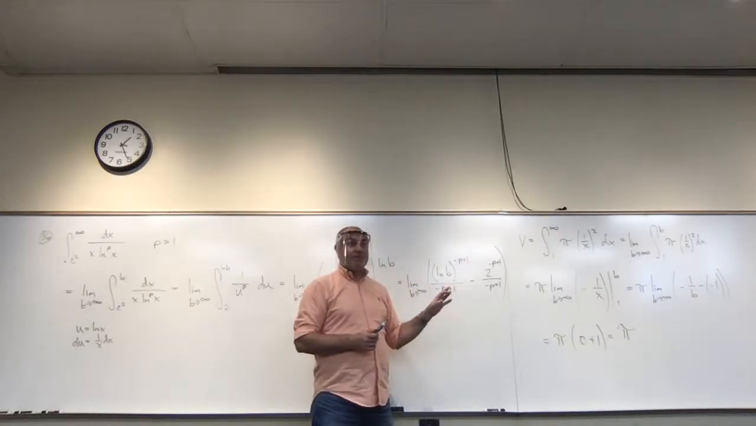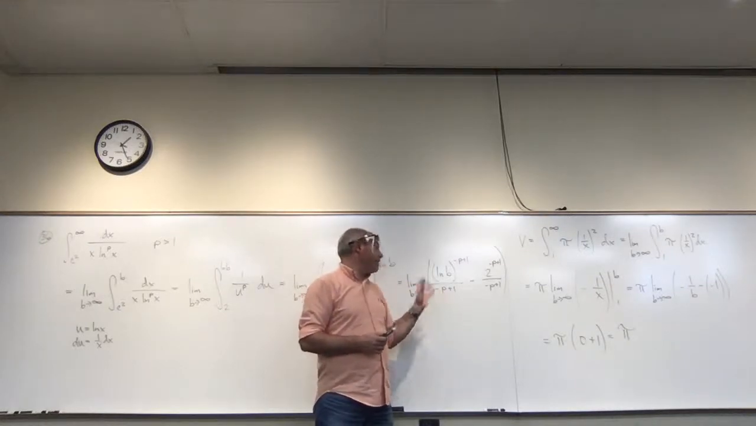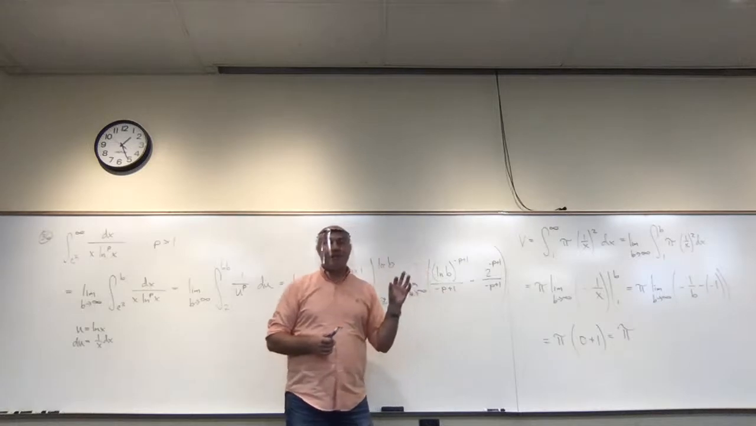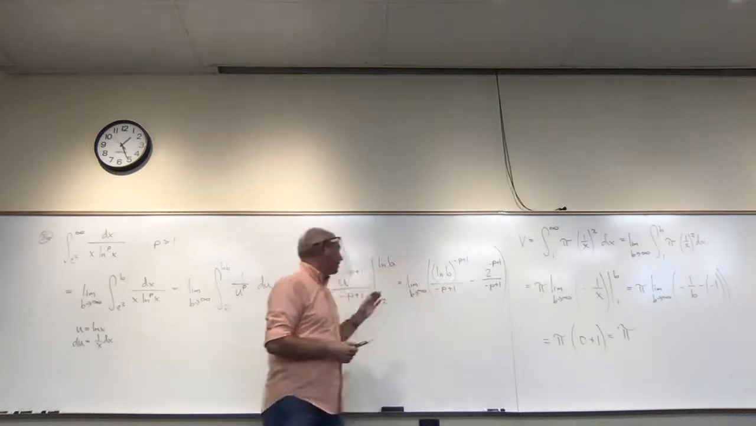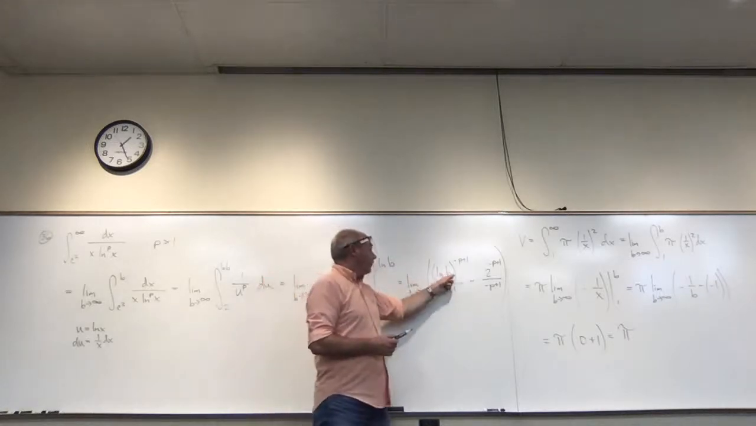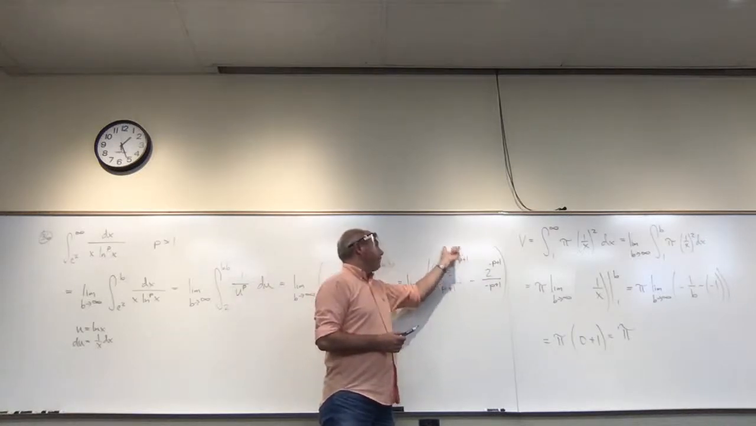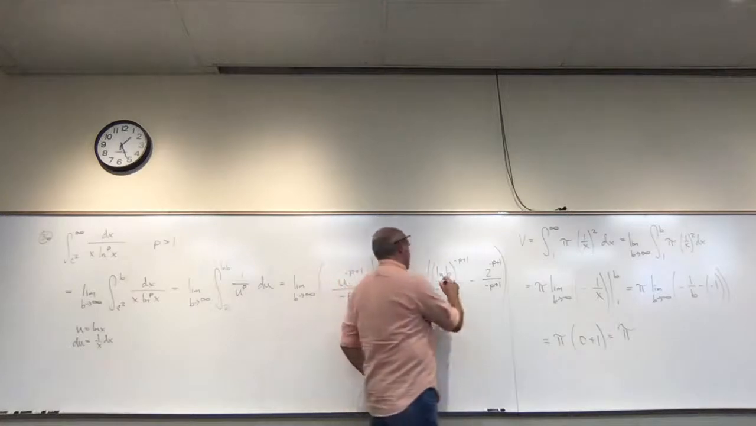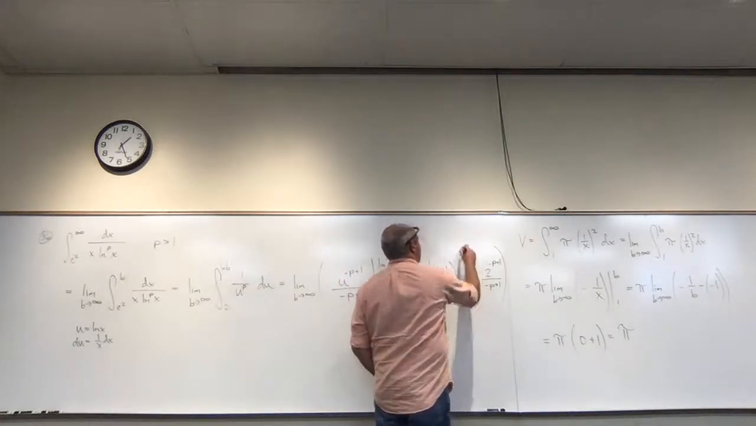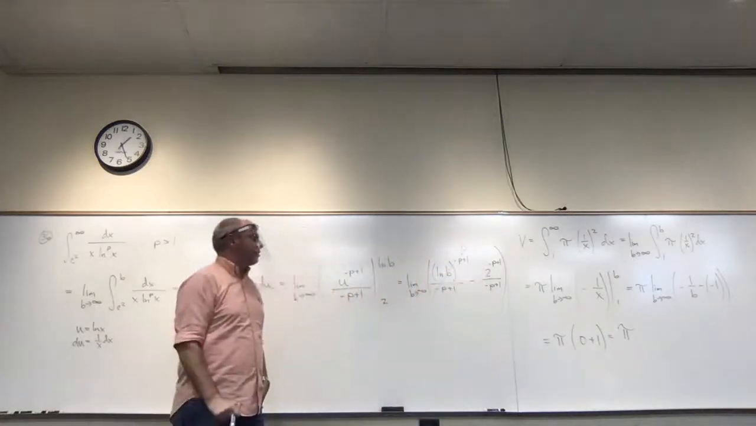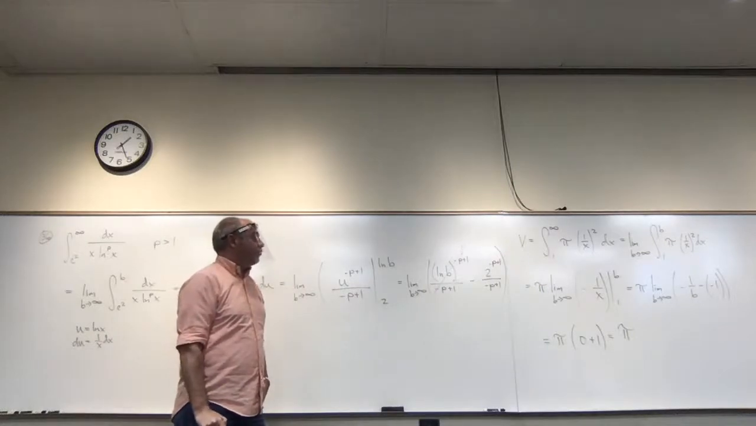Does everybody buy that story? This is easy to get messed up on. You really got to think this through and say, okay, I've got infinity here, ln of infinity is infinity. Infinity to a negative power is on the bottom, so it goes to 0. So this whole thing, I just like to draw an arrow through it and say that's all 0. And then what's left?